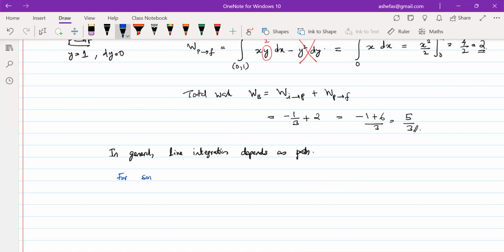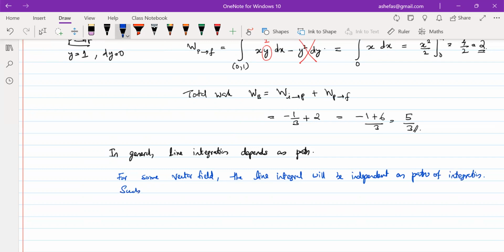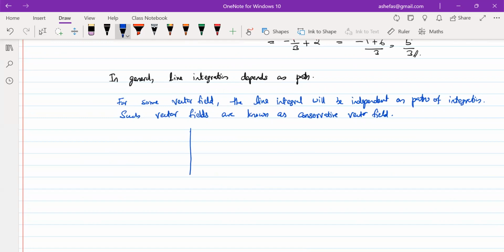Now for some vector fields, the line integral will be independent of the path of integration. Such vector fields are known as conservative vector fields. Okay, so then the situation is this. Suppose you have some vector field V, and suppose it is conservative.